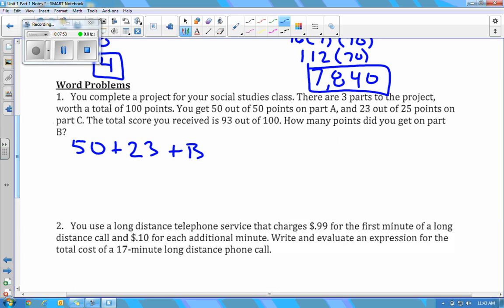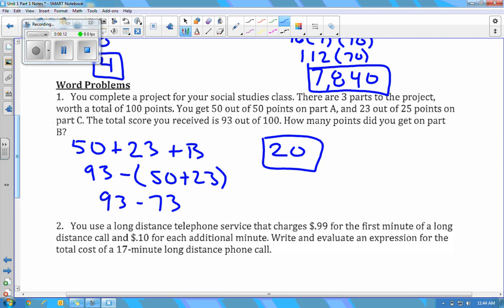Now, I want all of this to add up to 93. So what I'm going to say is 93 minus (50 plus 23) is going to give me what I want. So I'm going to do the parentheses first. 50 plus 23 is 73. 93 minus 73 is 20. So I know I got 20 points on part B.